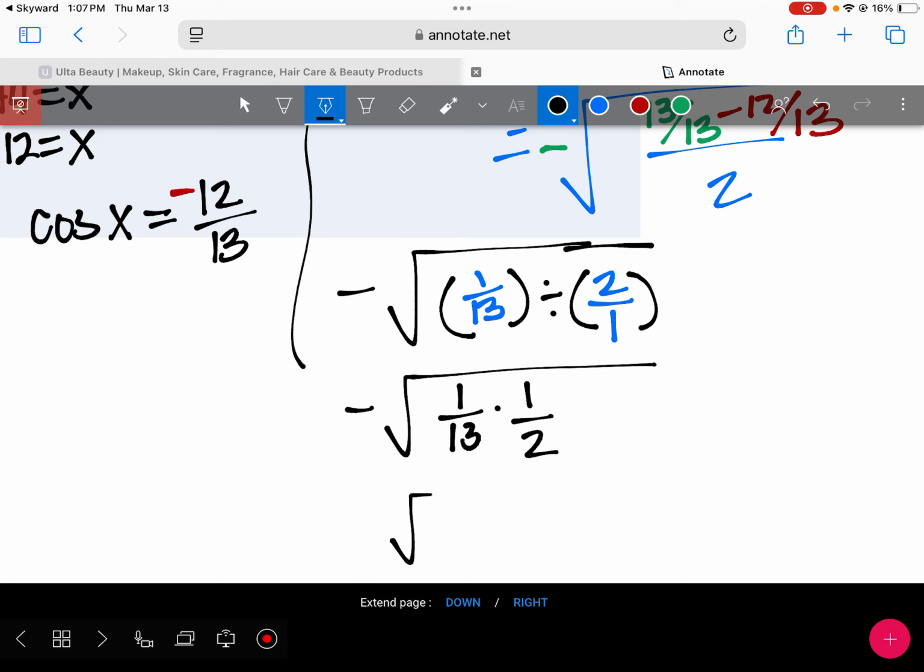Which is going to give me negative 1 over, what's 13 times 2? 26. Okay, so I have my negative, and I'm taking the square root of a fraction. So I'm square rooting the 1, and I'm going to square root the 26.